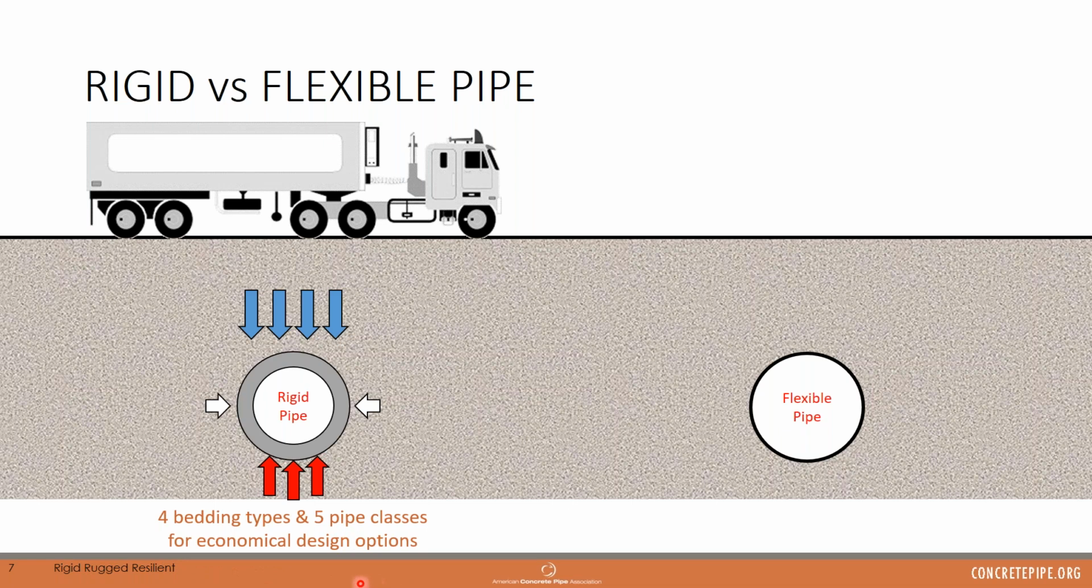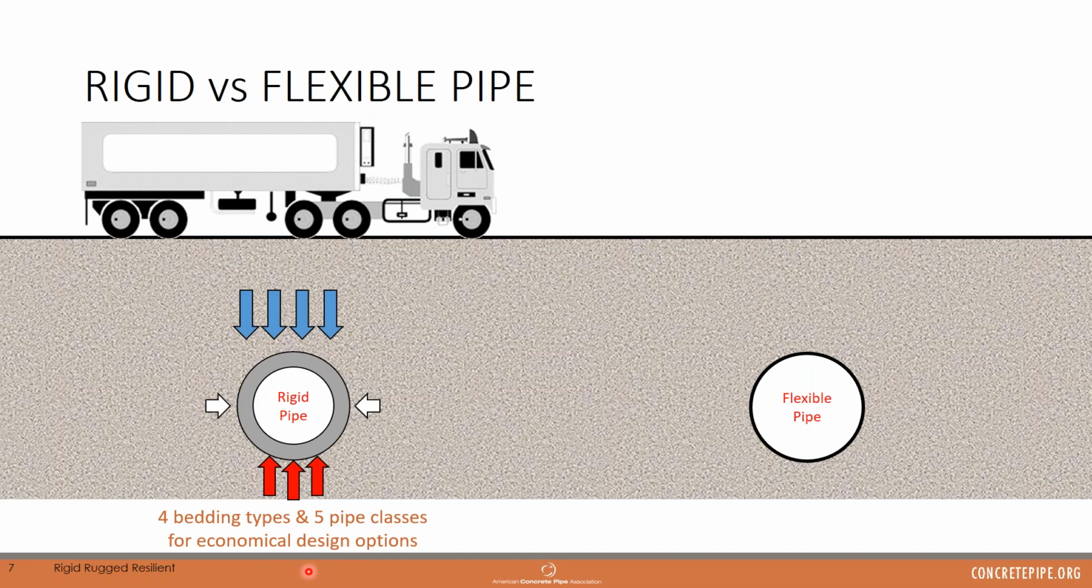So with concrete pipe, what it offers you is there are 4 bedding types, which I'll explain a little bit later, and 5 standard pipe classes, which allows a designer to come up with the combination that is the most economical for them in their particular situation.